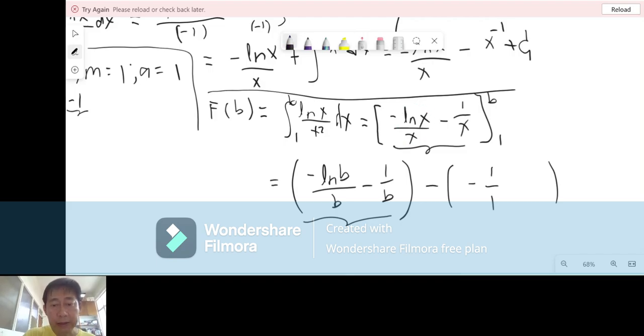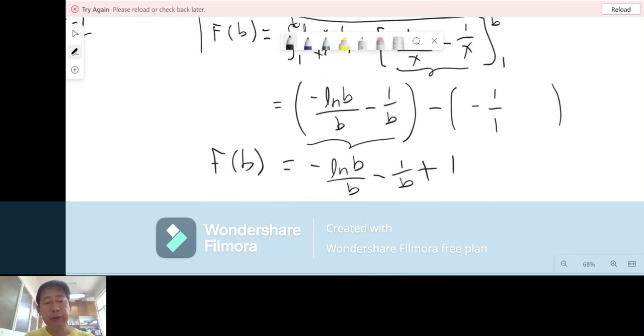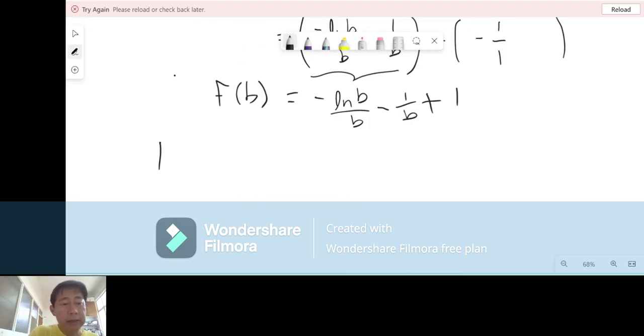So we simplify this a little bit. It will be ln b over b minus 1 over b plus 1. So that is the expression of the function capital F in terms of b. So that completes the first step. The second step involves the limit taking process of b going to infinity for the function F of b.